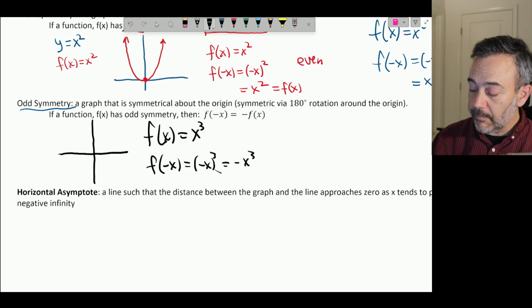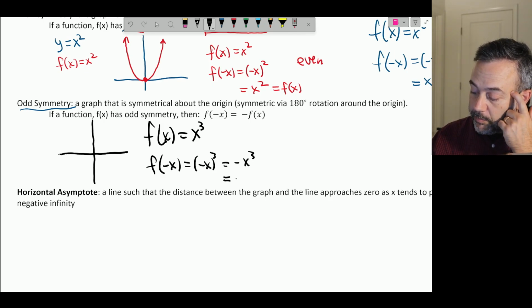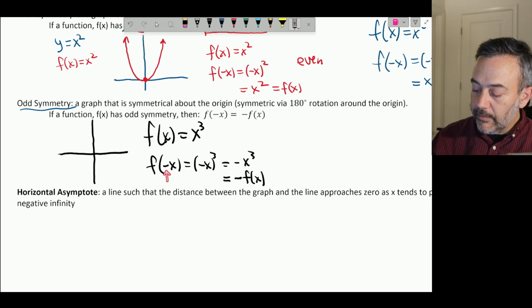These two are the same. When you raise a negative number to the 3rd power, the negative stays. So notice that negative x cubed is negative f of x. So if I plug the negative into an odd function, that negative is preserved, and I can actually pull the negative out to the front. So I have f of negative x equals negative f of x.